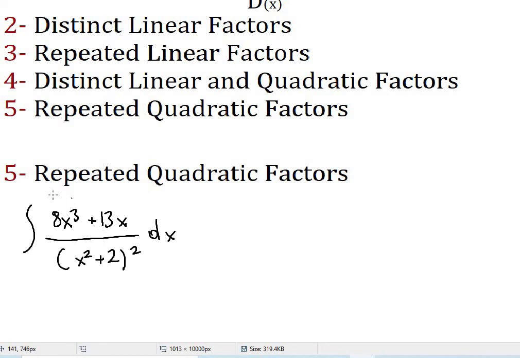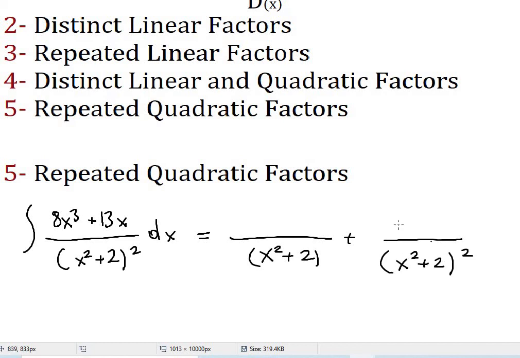Here, we can see that the numerator is smaller than the denominator, because it is x to the 4th, so we don't need to do any division, and this is the simplest form. We cannot break it into factors further than this, and we know that this is the quadratic factor repeating 2 times. So for the first factor, we're going to use some linear numerator here, and for the second factor we're going to use another linear numerator here.